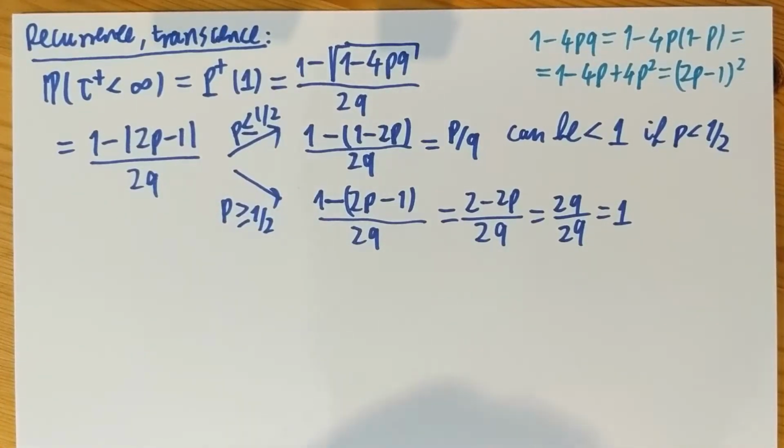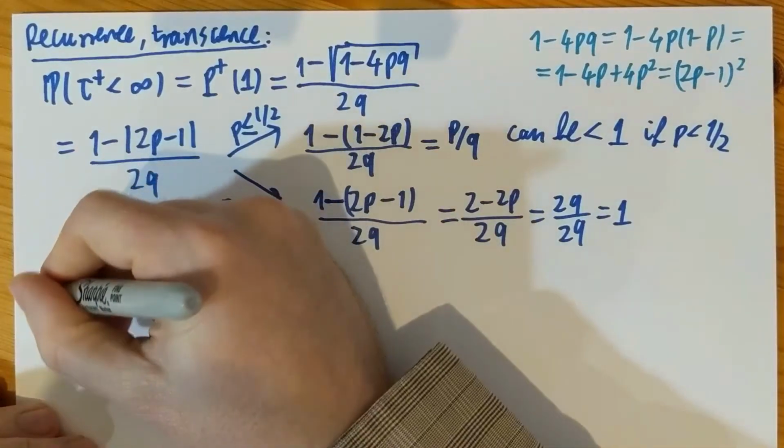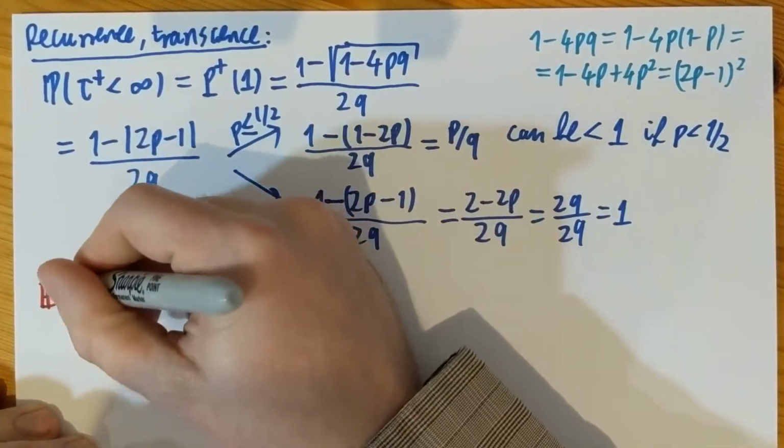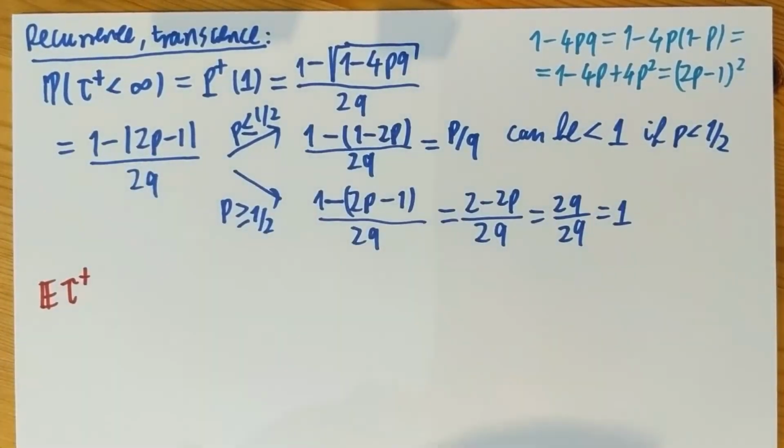So if there is a drift to the left, then there is a positive probability that level 1 will never be hit. Okay, let's now find the expected value of this quantity. What is the mean of tau plus? Once we have the generating function, we should be able to find the mean.